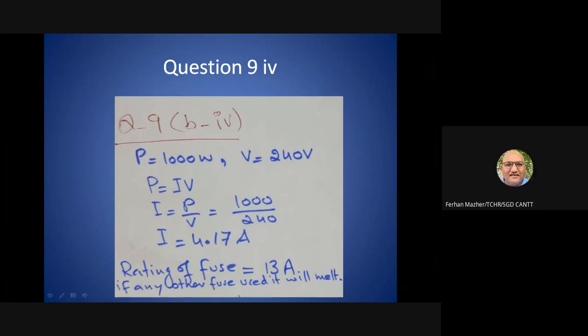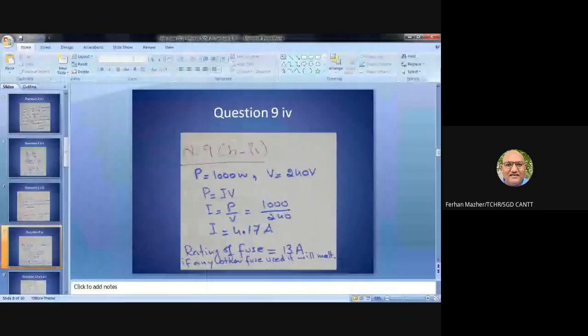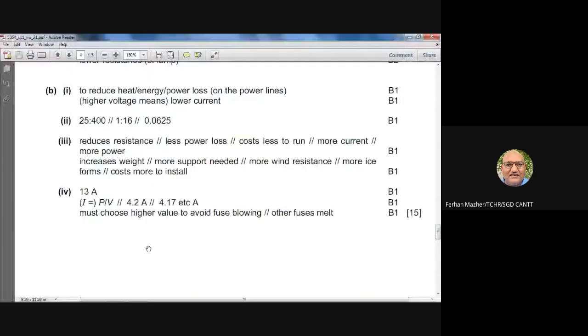So let me show you the marking scheme. It was 1, 2, 3 marks. So we will have to choose a 13 ampere fuse. And how will we come to know this? We will calculate the I value. That will be 4.17 ampere.